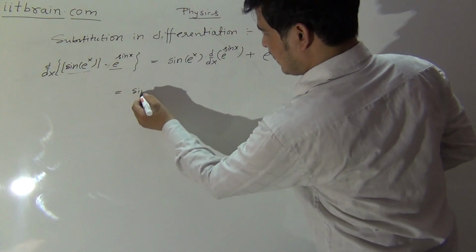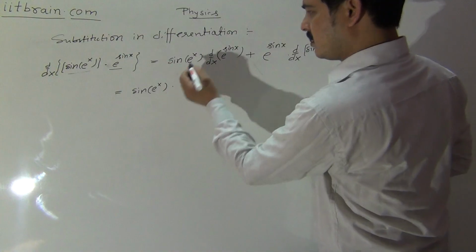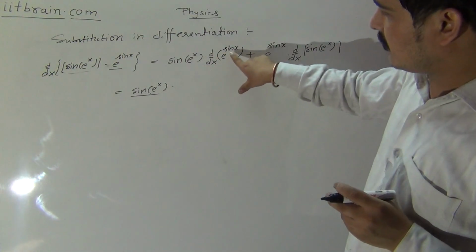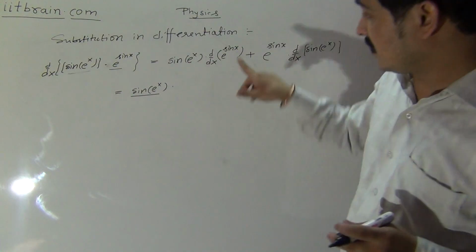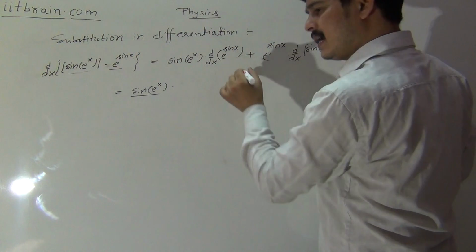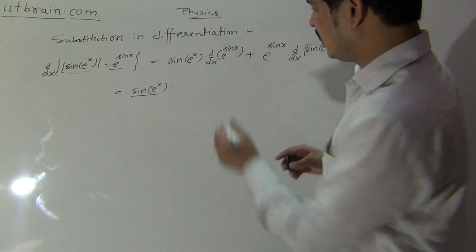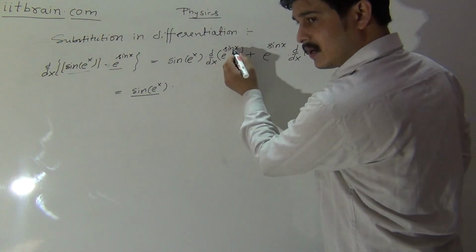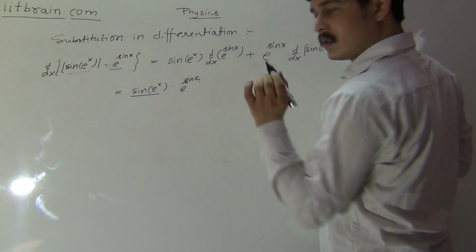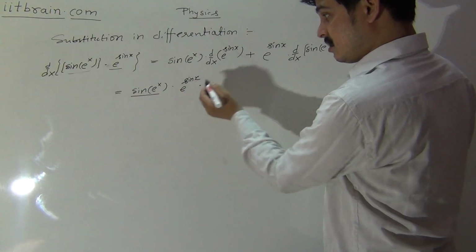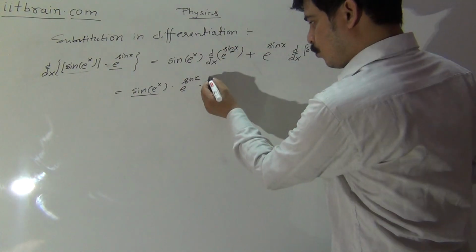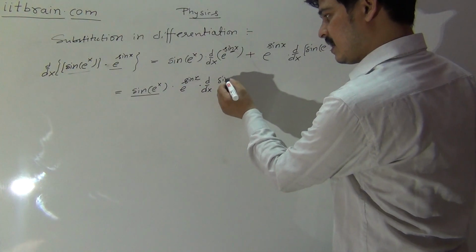Then in the next line it is sin e to the power x. This you have to place as it is. Now differentiate this. This is e to the power x, but in the place of x there is sin x. So differentiate this e to the power x as per the formula. We know that the differentiation of e to the power x is e to the power x. So e to the power sin x will be e to the power sin x. But sin x is here in the place of x, so once again you have to differentiate sin x.